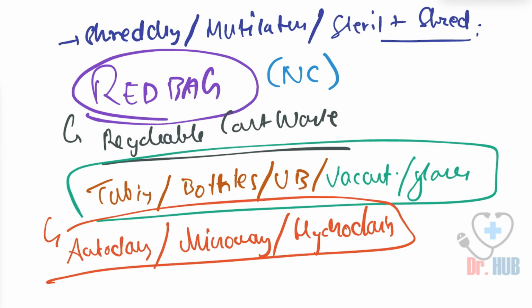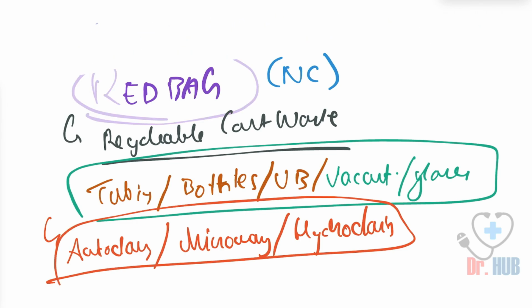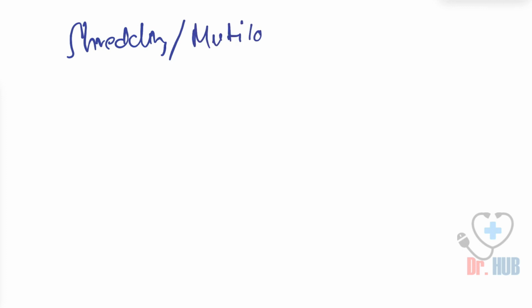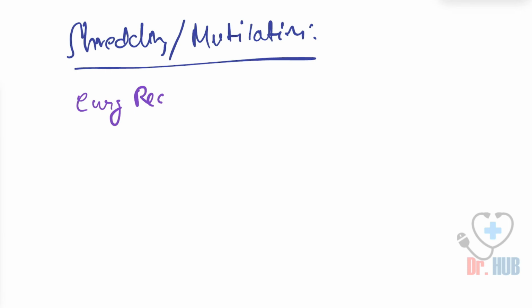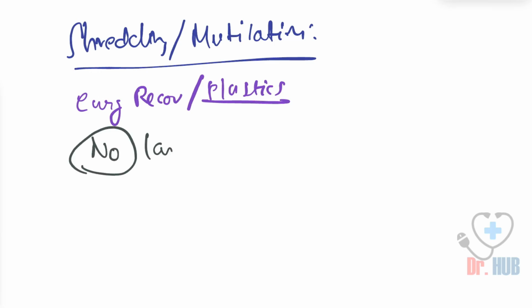All these clavings can be done, followed by shredding and mutilation. And later on, you can do energy recovery as well as use the plastics for plastic to diesel or fuel oil, and road making. Another thing to note is that there is no use of landfill. The landfill technique is not used.